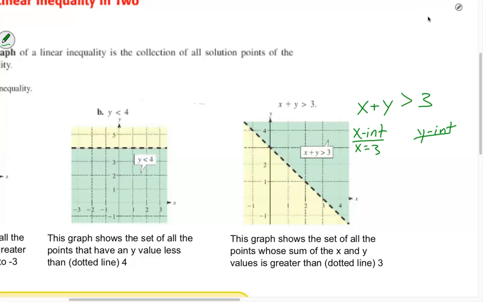So you come down to where x is 3 on my x-axis, then put a point. Cover up the x for the y-intercept. See how you get y equals 3? Put a point there. Now, it's a dotted line that connects those 2 points. You only need 2 points to make a line.